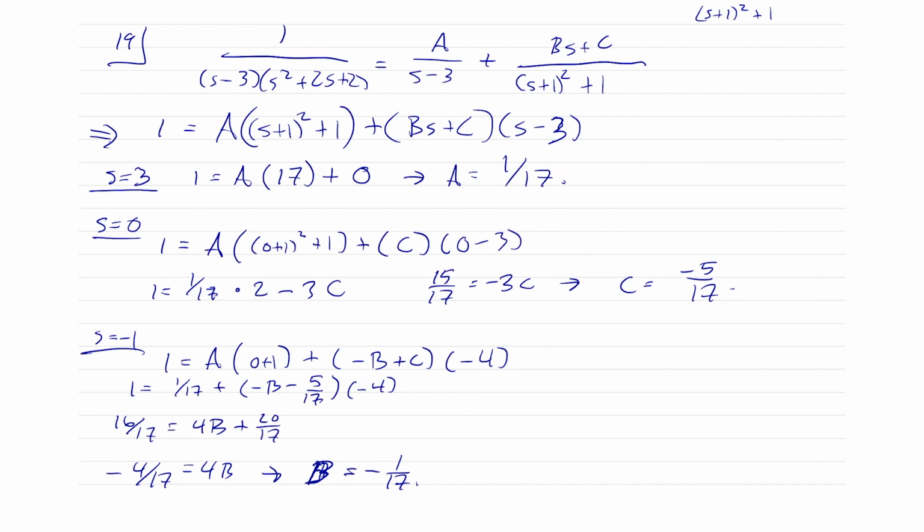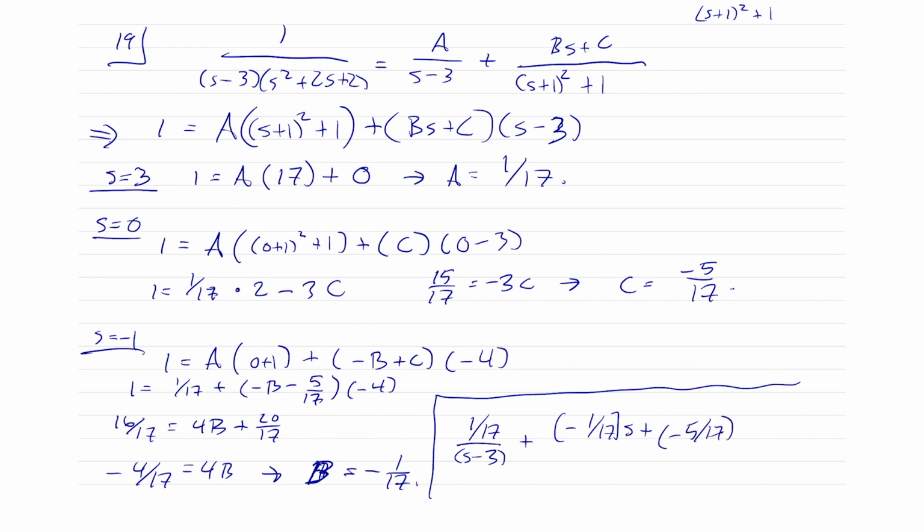Okay, so what do we have now? So putting everything together, we have transformed our problem from being this to being this. So we have A is 1/17 over s minus 3, plus minus 1 over 17 s plus minus 5 over 17 divided by s plus 1 squared plus 1. All right, now let's take this to the next slide, and we'll figure out exactly what this is when we take the inverse Laplace transform.